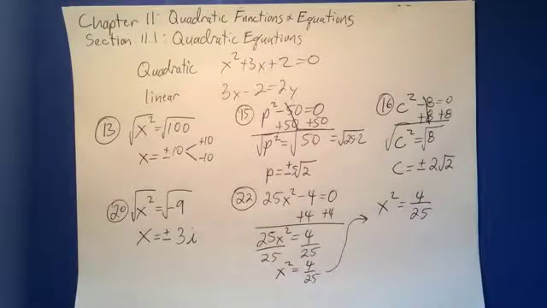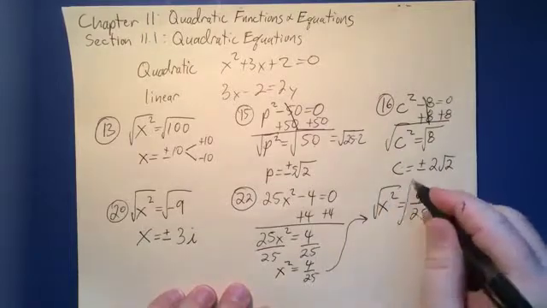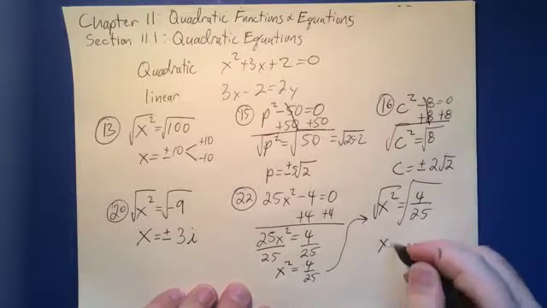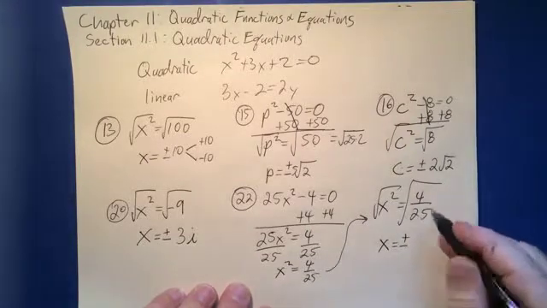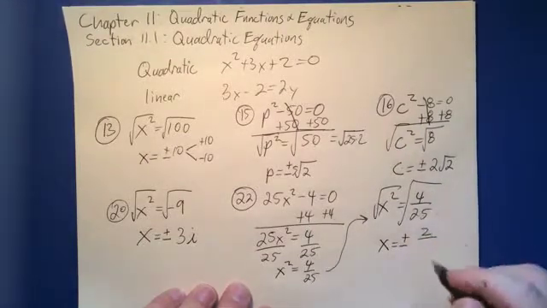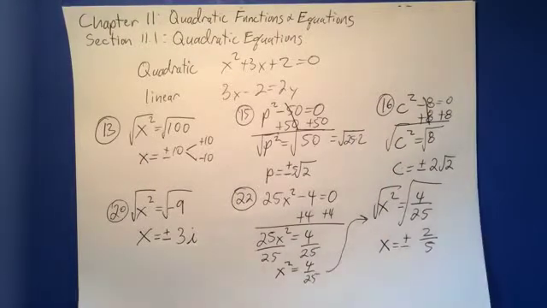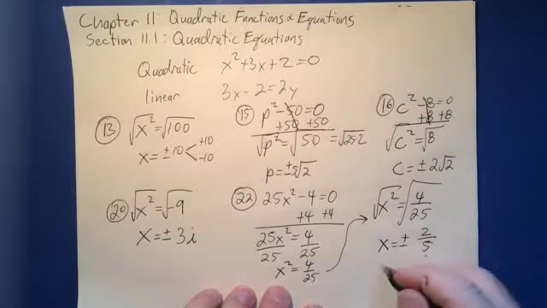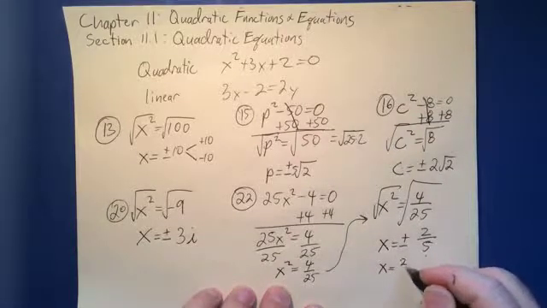And much like the work we learned about in Chapter 10 when we simplify something like this, I can now take the square root of both parts, and I can write this now as x is equal to plus and minus. The square root of 4 is 2. The square root of 25 is 5. So my two solutions of this are going to be plus 2 over 5 and minus 2 over 5. So remember, there are two solutions to this.